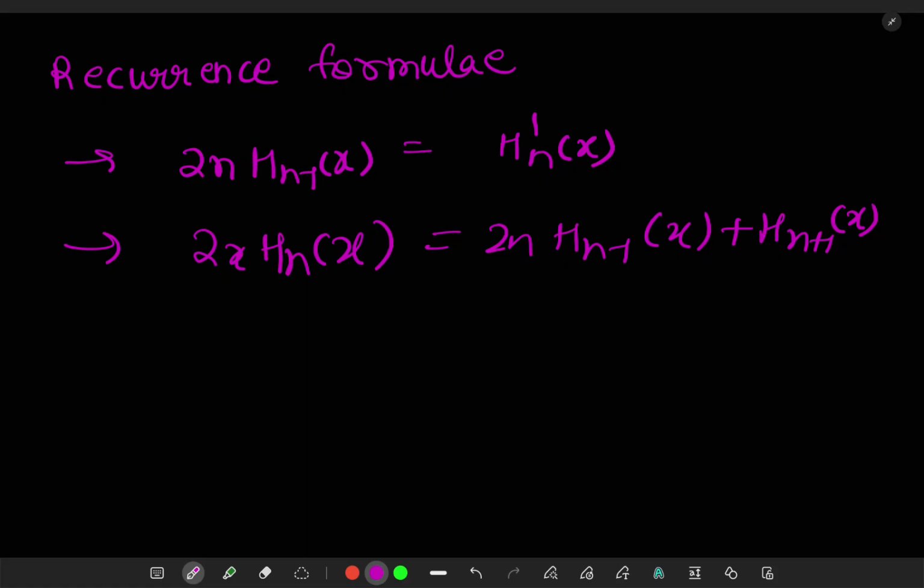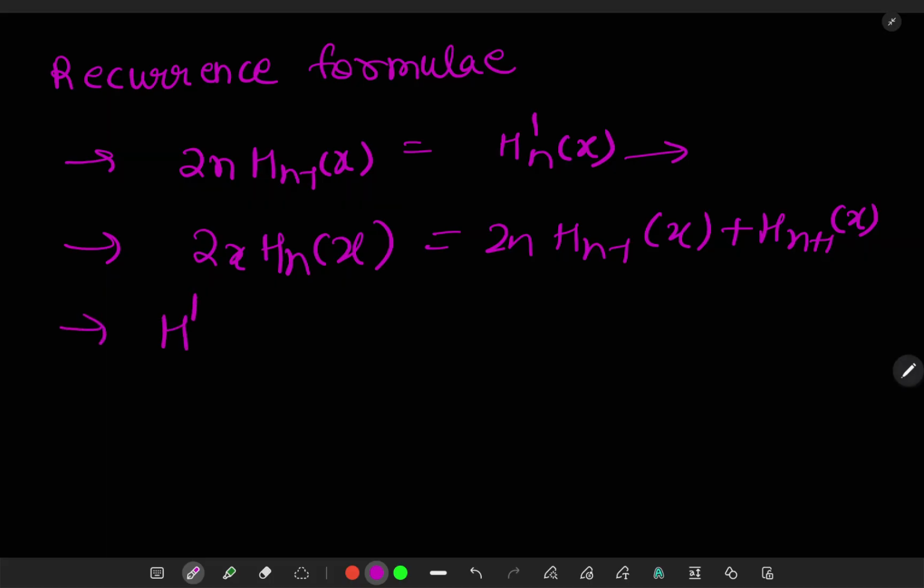This relation can be obtained if we do partial differentiation of the Rodrigues formula of the Hermite equation, especially with respect to t, and putting n equal to 0 after partial differentiation. And in this relation, we partially differentiate the Hermite Rodrigues formula with respect to x.